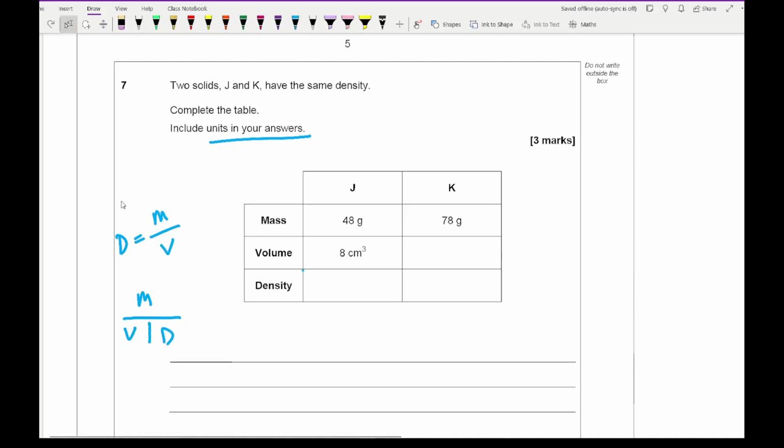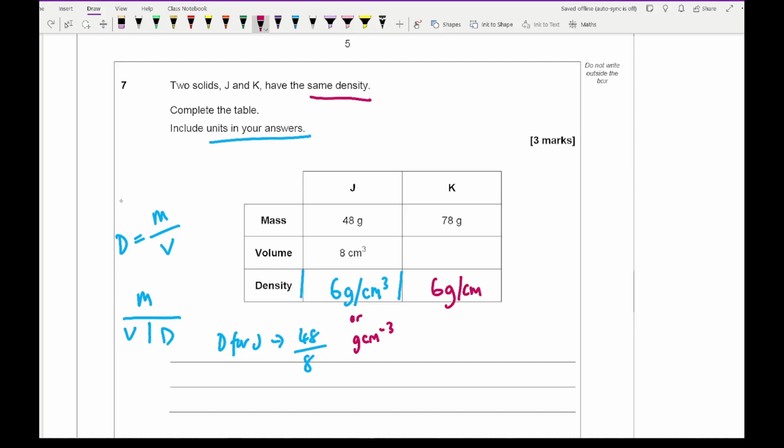So the first thing we need to do is work out the density for J. Now how do I do that? Well, the density for J is going to be equal to 48 divided by 8, which gives me 6, and the units are going to be grams per centimetre cubed. You can write those units as grams centimetres to the minus 3, which means the same, but if you wrote grams with a slash centimetre cubed, that would be absolutely fine. It also says that they have the same density, so this is also going to be 6 grams per centimetre cubed.